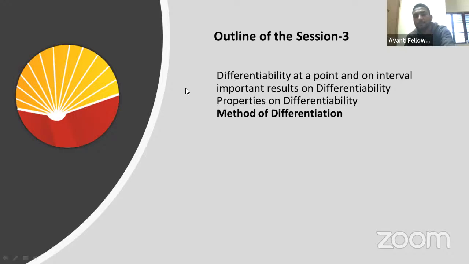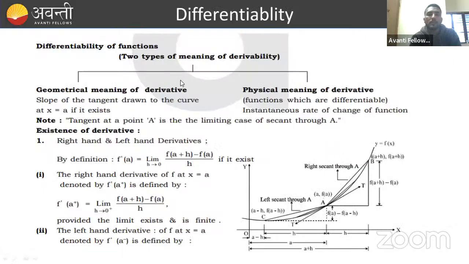I will simply go over what we were discussing in the previous class. What is differentiability? I have told you there are two meanings: one is the geometrical meaning, the other is the physical meaning. Geometrically, if there is a curve y equals f of x and we draw a tangent, then the slope of the tangent is nothing but the derivative, that is dy by dx.